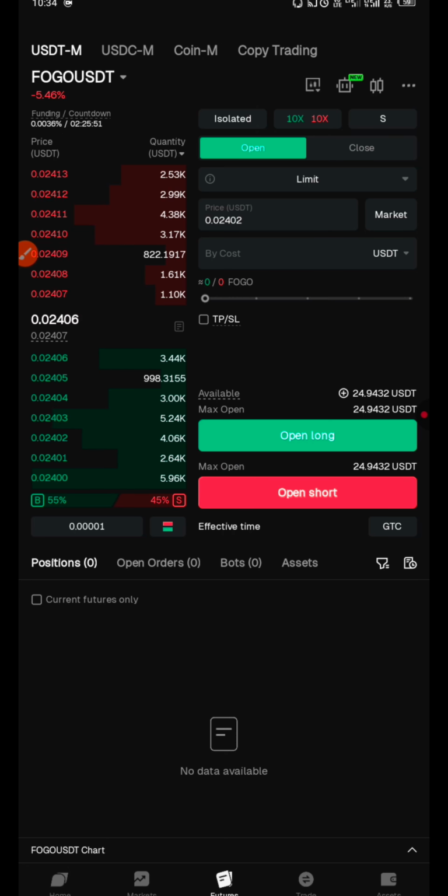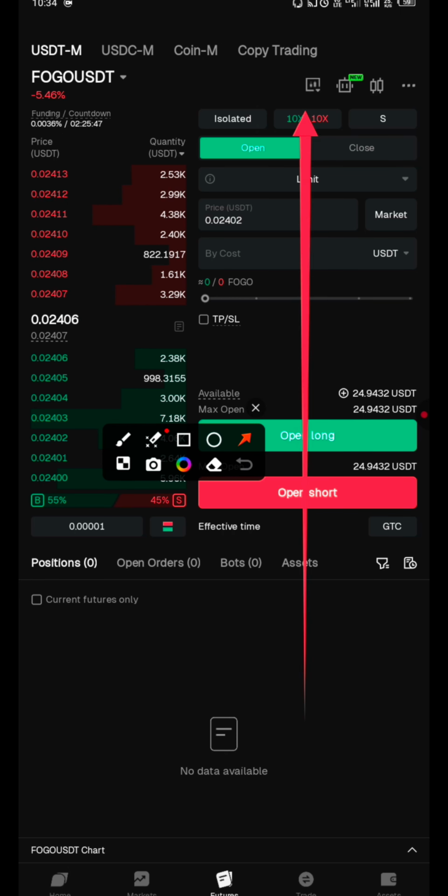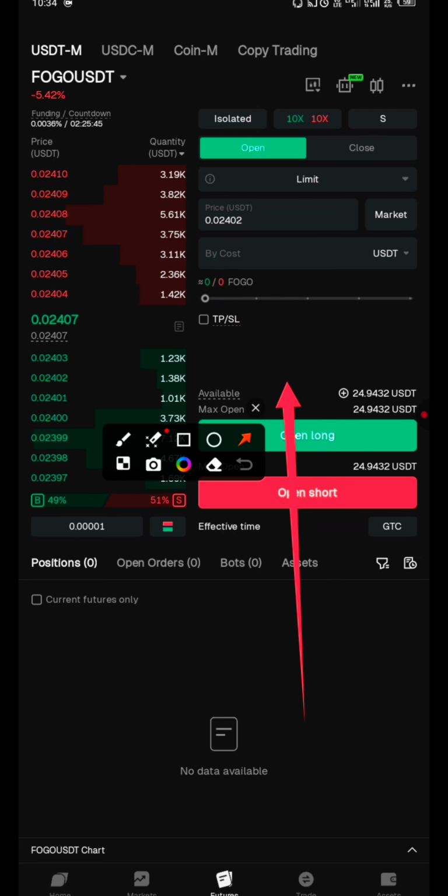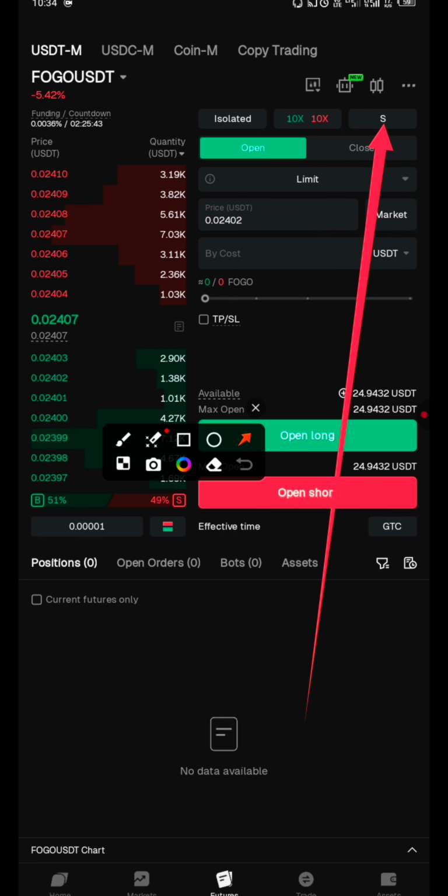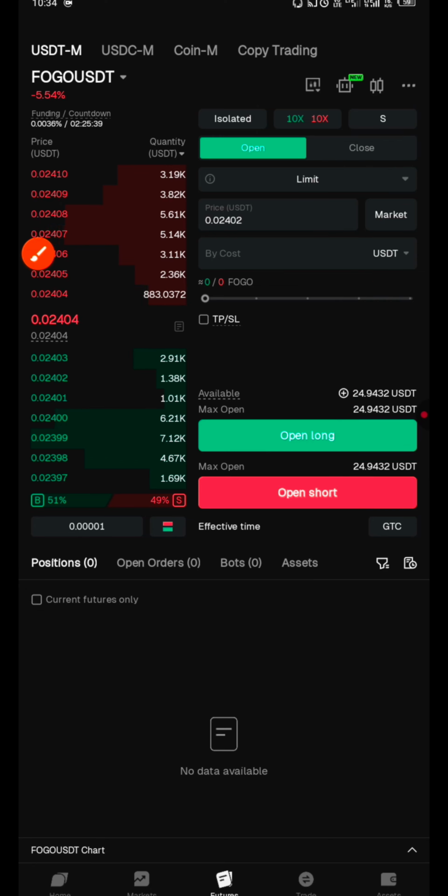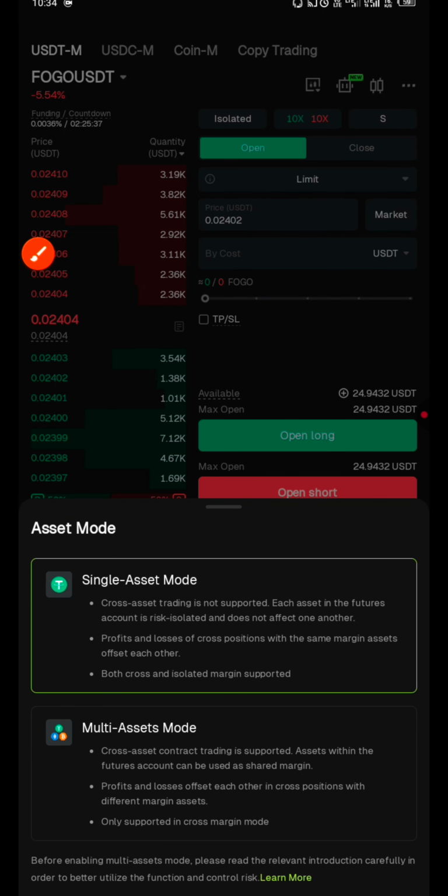It means that for every other token you're going to be trading, by default you don't need to do that again. It will be on 10x leverage, except you want to change the leverage. For this place, leave it on single asset mode.